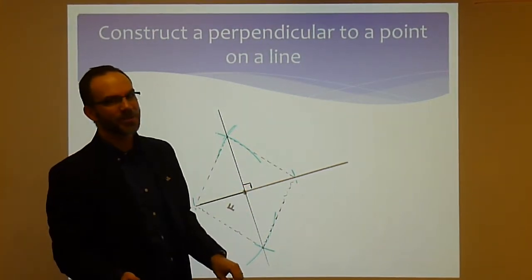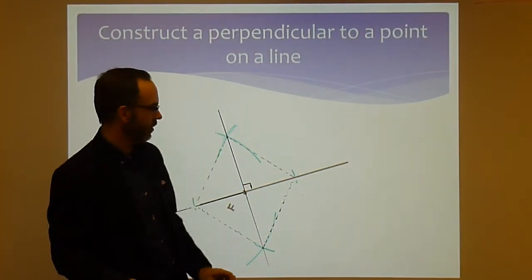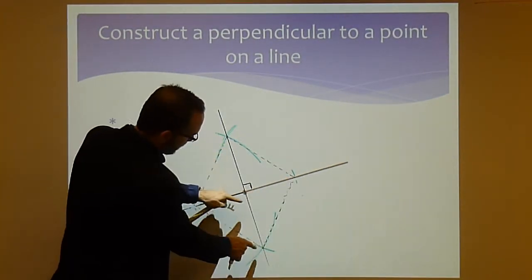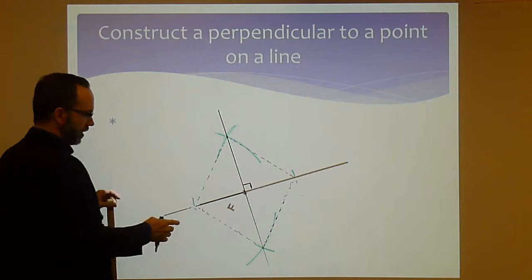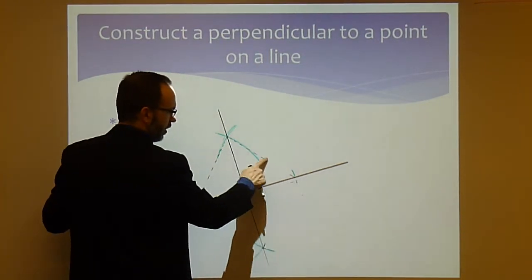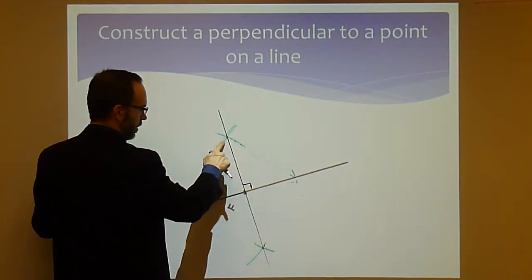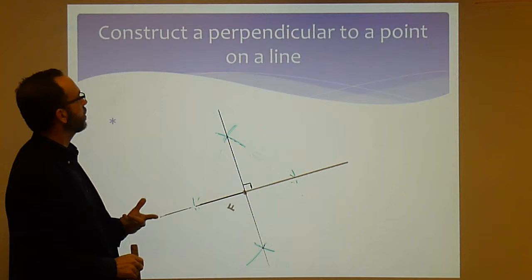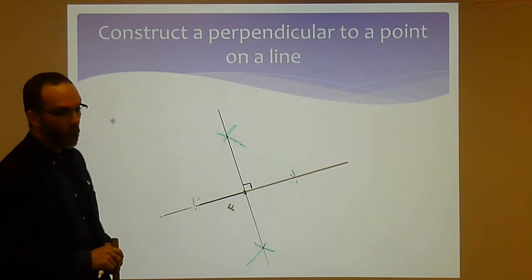Another property of a rhombus is that the diagonals bisect each other, so I know that this distance is the same as that one, and also this distance is the same as that one. But in the end, really what I'm looking for is, I don't need this. That was just kind of extra. That was not part of your tuition. You got that for free. What I wanted was this line right here. Okay? So, constructing a perpendicular to a point on the line.